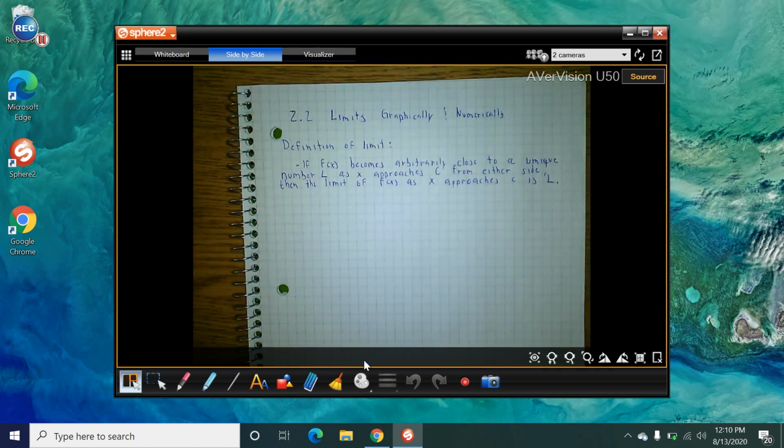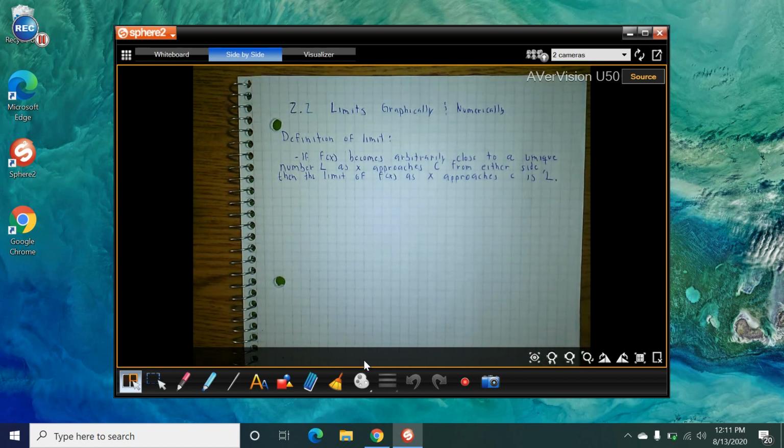So we'll start with section 2 of the book, which has to do with limits graphically and numerically. First of all, we need to understand what a limit is. So here's the definition of limit. If f of x becomes arbitrarily close to a unique number L as x approaches c from either side, then the limit of f of x as x approaches c is L.